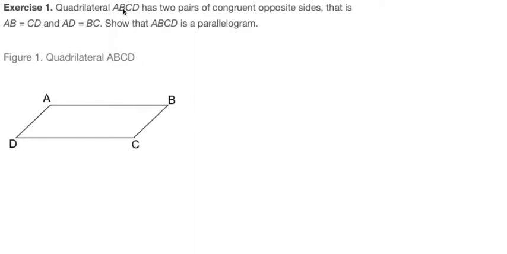So we'd like to look at the quadrilateral ABCD, and we want to have two pairs of congruent sides. In that case, we'd like to show that the quadrilateral ABCD is a parallelogram. So let's try to look at this one together. How are we going to start it?